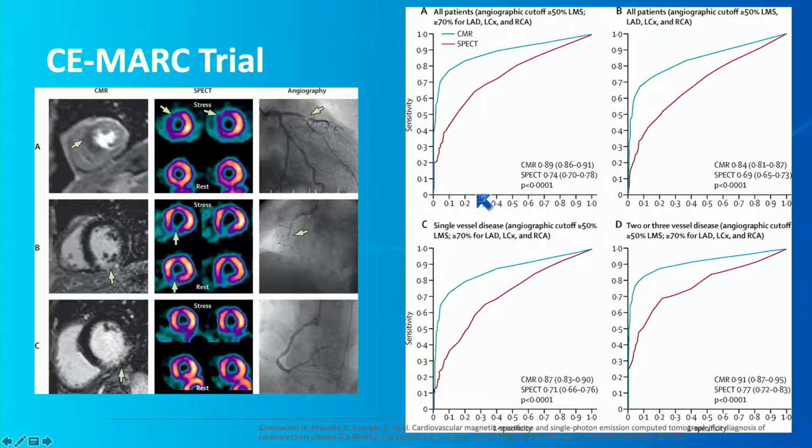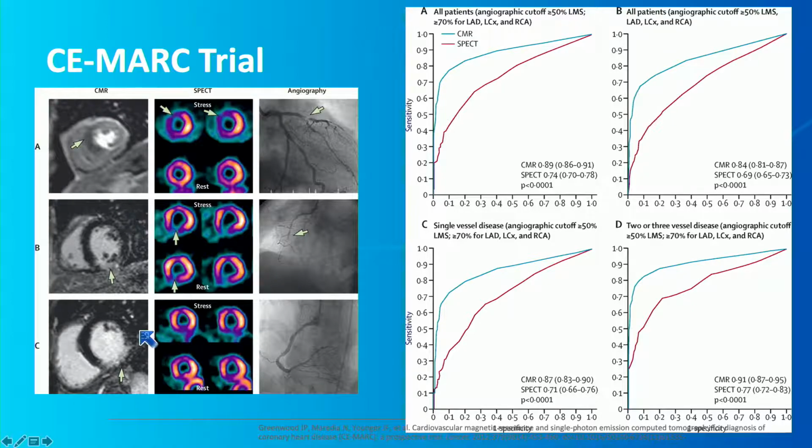And so if we look at the area under the curve, as we expect from those, you can see, they teased this out as these are all patients with either 50% left main disease or greater than 70% in one of the main vessels. You can see here stress cardiac MR was far superior. Again, these are all patients on this side, single vessel disease or 2 or 3 vessel disease. Really stress cardiac MR is superior.